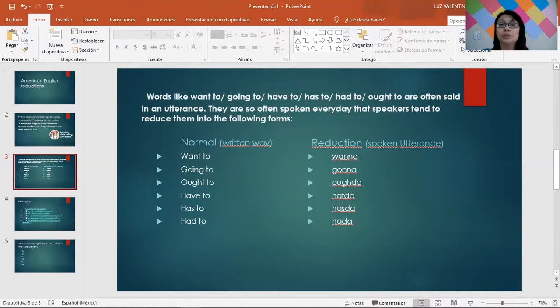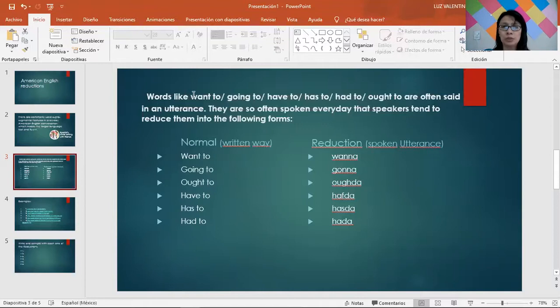Words like want to, going to, have to, has to, or ought to are often said in an utterance. They are so often spoken every day that speakers tend to reduce them into the following forms. So the idea is not to contract two words. The idea is to reduce two words. I believe you don't have any trouble with the vocabulary.